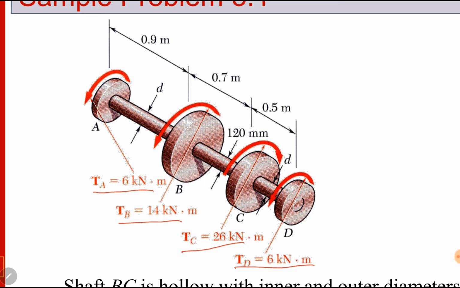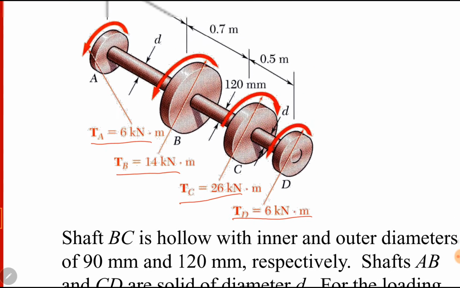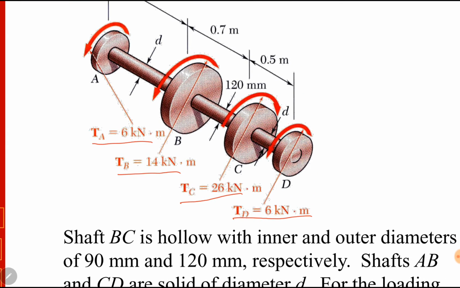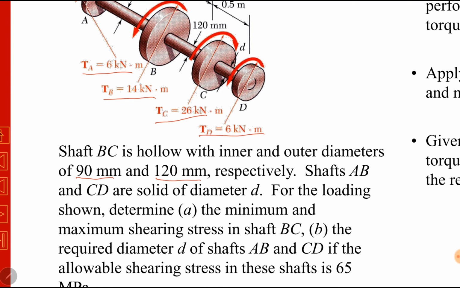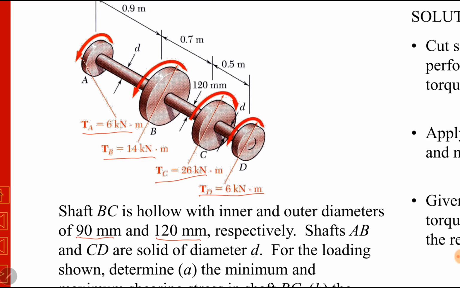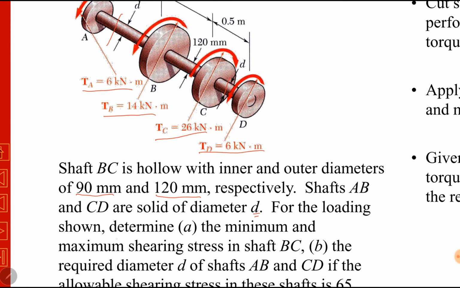Diameter of each shaft is either given or required. Length of each shaft is given. Material is given. Among these shafts, the center shaft, shaft BC, is hollow from inside. The inner and outer diameters have been given, 90 mm and 120 mm respectively. Shaft AB and shaft CD are solid of diameter D. So the outer two shafts are solid and their diameter is D, which is unknown. For the loading shown, determine in part A the minimum and maximum shearing stresses in shaft BC.